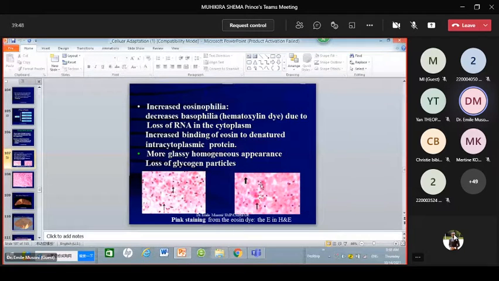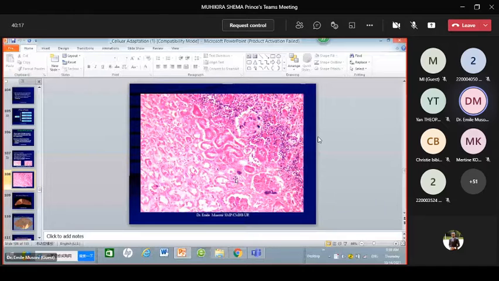In the case of coagulative necrosis, there is an increased eosinophilia. Eosinophilia means this pink or red color. And decreased basophilia due to loss of RNA in the cytoplasm, and increased binding of eosin to denatured cytoplasmic proteins. So there is a more homogeneous appearance and the loss of glycogen particles. For example, this one is in renal tubules. This one is eosinophilic. This one is necrosis.